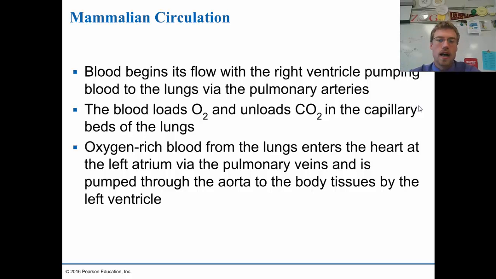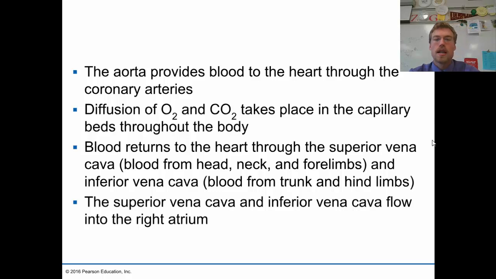So it's taking blood to the arteries. The blood loads oxygen and unloads carbon dioxide in the capillary beds of the lungs. We'll talk about that process in the next video. Then you have oxygen-rich blood from the lungs entering the heart at the left atria via the pulmonary veins because it's returning back to the heart, and then it's pumped through the aorta to the body tissues by the left ventricle. The aorta also provides blood to the heart itself, so the heart is a muscle.